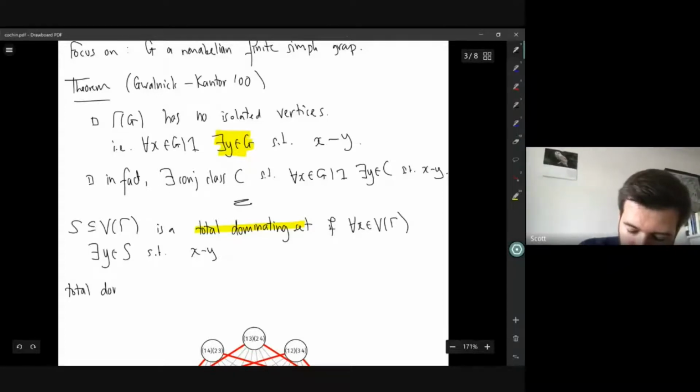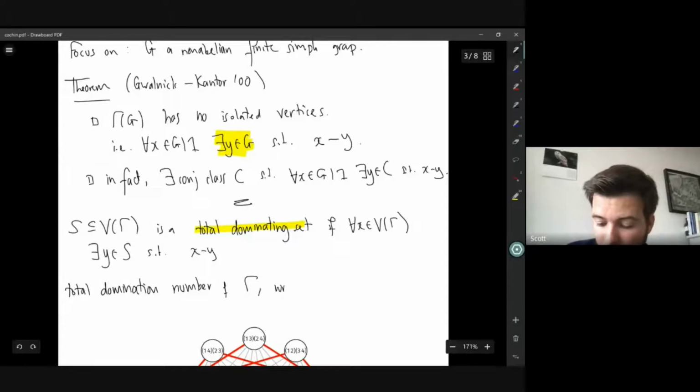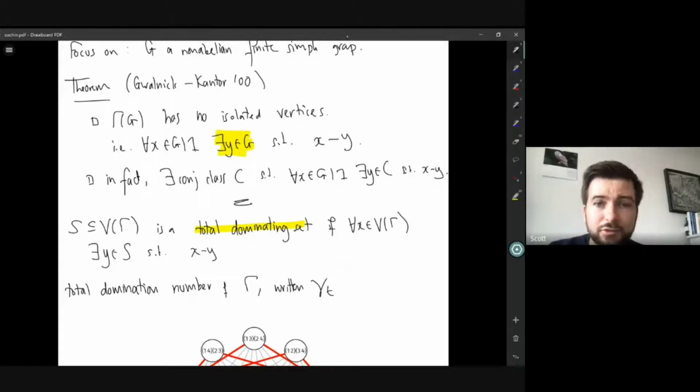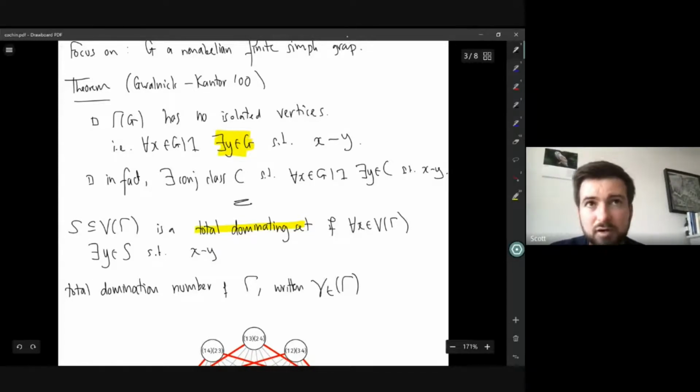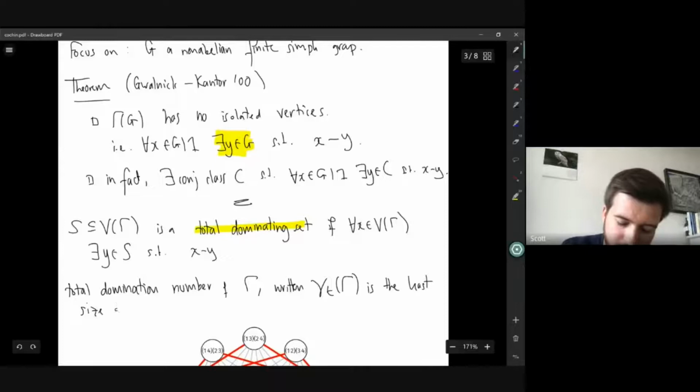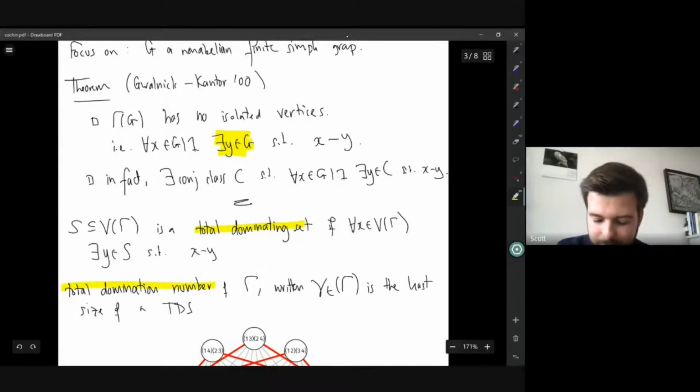And that's called the total domination number. So the total domination number of the graph Gamma, which we write as gamma with a subscript T for total, gamma_T of Gamma, is the least size of a TDS, a total dominating set.